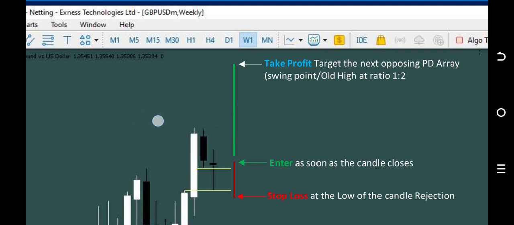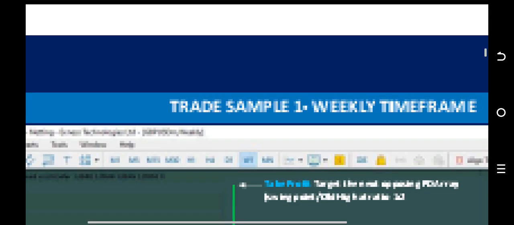This is the weekly time frame. Then you place your stop loss below it. Then you place your target here. 1:2 is more than enough. So now look at what eventually happened.